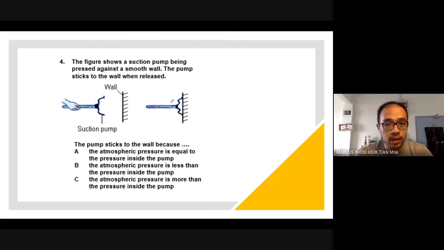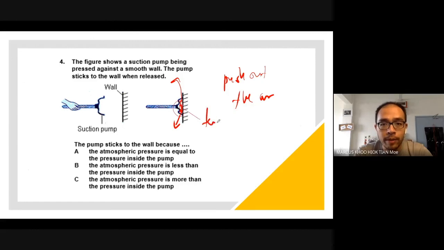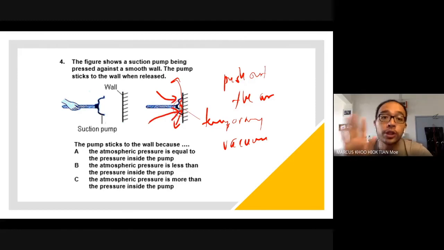When you press the suction pump, what you're actually doing is pushing all the air inside here out. When you push out all the air, inside here will become a temporary vacuum. And because there is a vacuum over here, the surrounding atmospheric pressure, which is stronger, will push the suction pump. So the pump sticks to the wall because the atmospheric pressure is more than the pressure inside the pump.